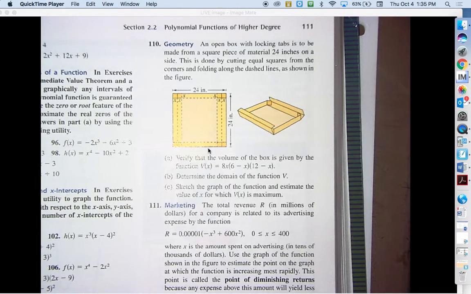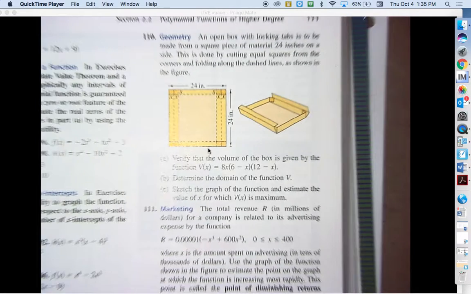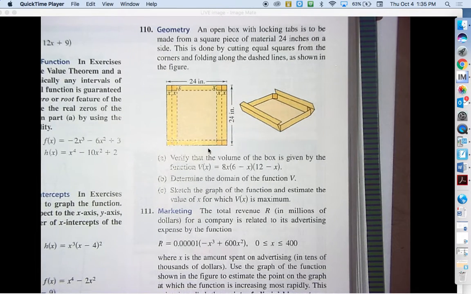The other one I wanted to talk about was number 110. That was the box problem. So an open box with locking tabs. That pretty much means that you fold them. Think of a shirt box at Christmas, where the tabs lock together. That's what we're talking about here, except this box has these little extra pieces that fold on the top of two sides.